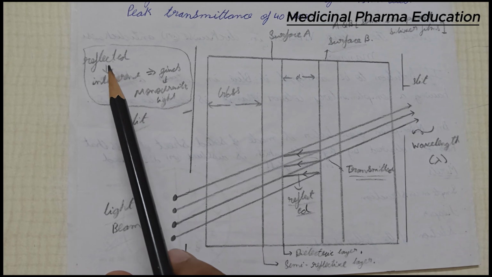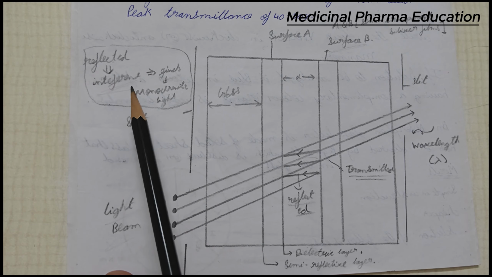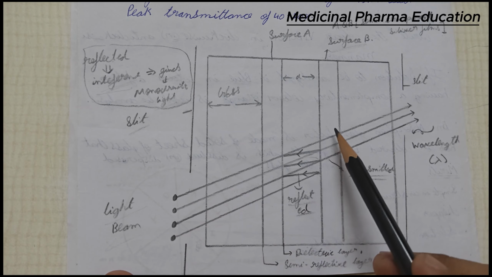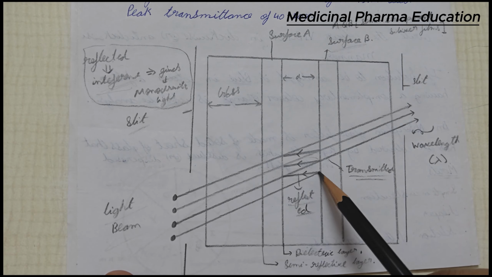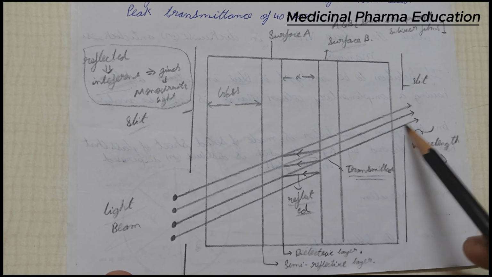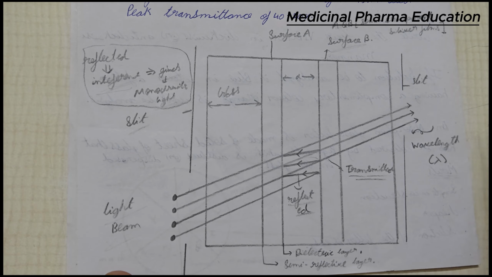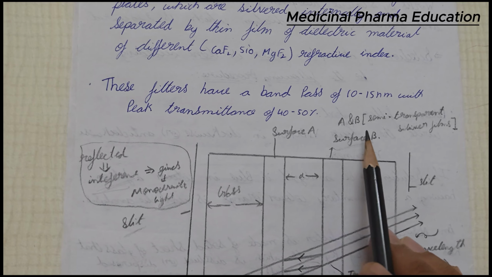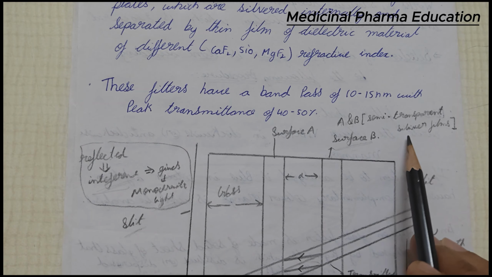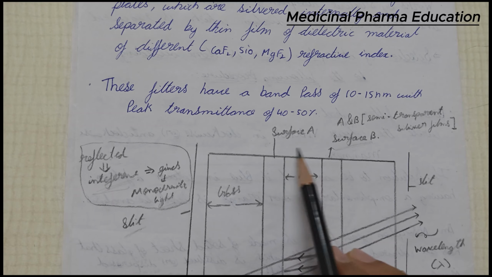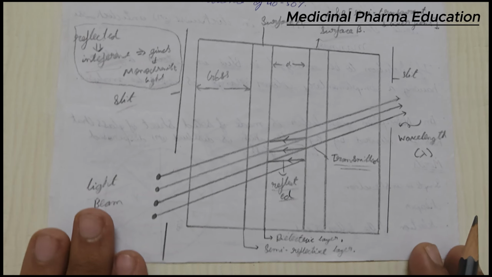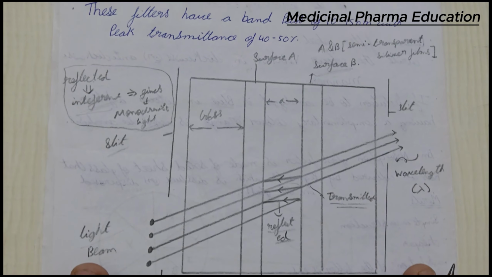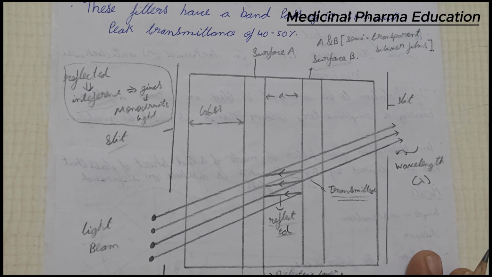See, the reflection interference gives monochromatic light. Here, the polychromatic light falls on surface B, and it reflects back the unwanted radiation and transmits only the wanted wavelength. That's the basic concept. Here, A and B are semi transparent silver films, surface A and surface B, and these are the dielectric layers. I think you've understood the concept.